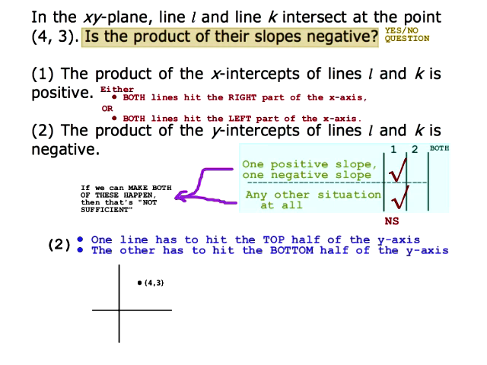So we can definitely get this to be one positive slope and one negative slope. There we go. And again, here is our line hitting the bottom of the y-axis, and here's our line hitting the top of the y-axis. So that checks off the top box.